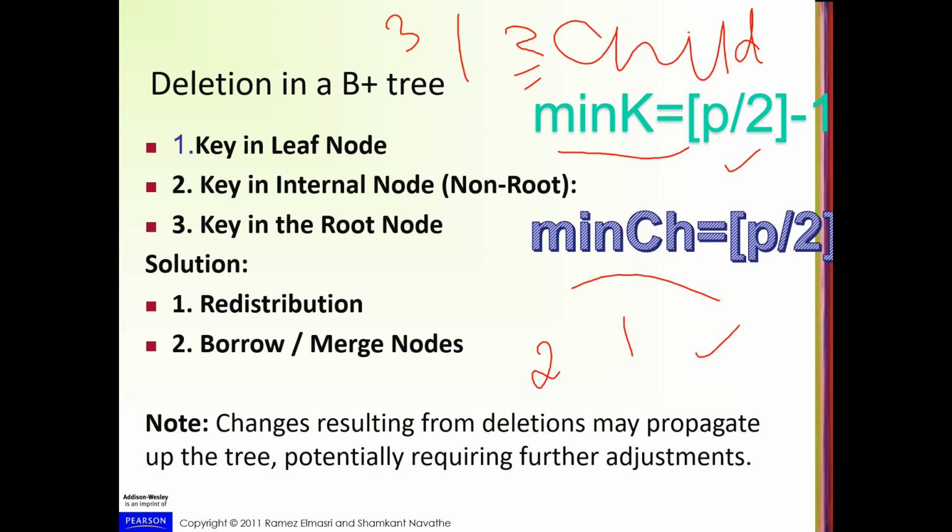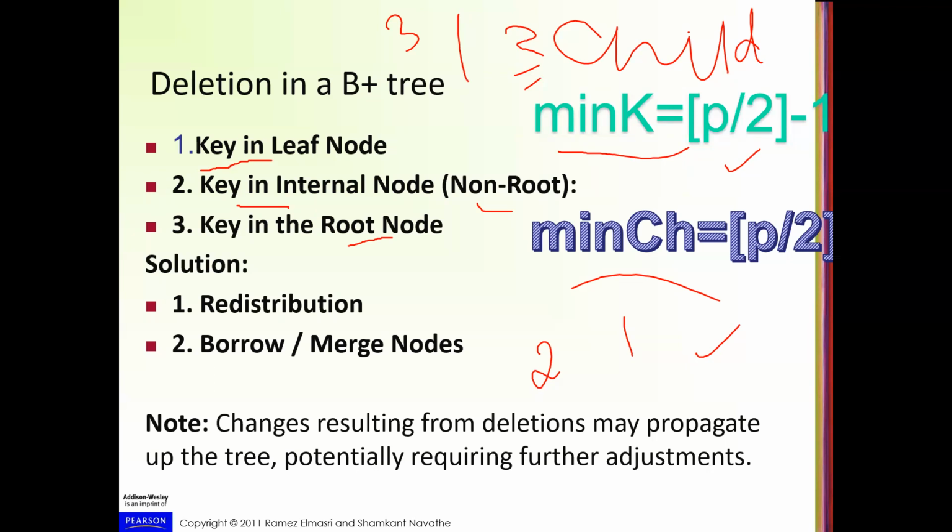Now there could be 3 situations wherein we would try to delete an element. The key might be present in the leaf node, or the key might be present in the internal node but not in the root node. And the third case is when the key is present in the root node. There can be one of these situations where we might be required to delete the key.